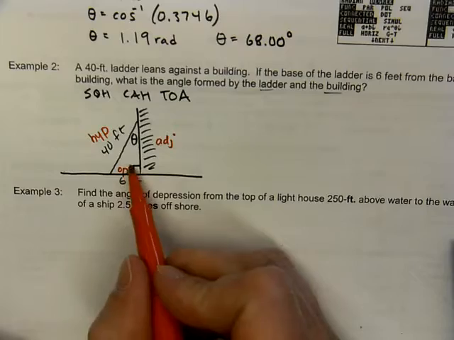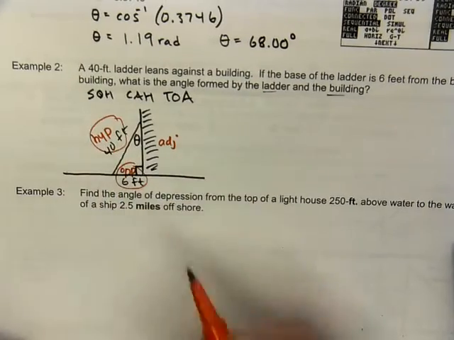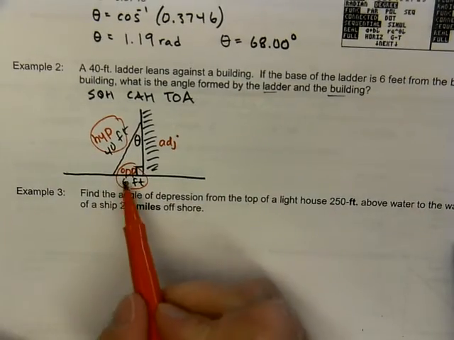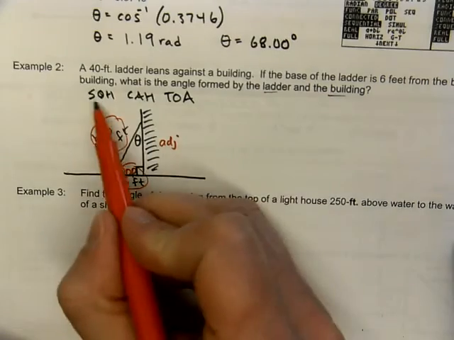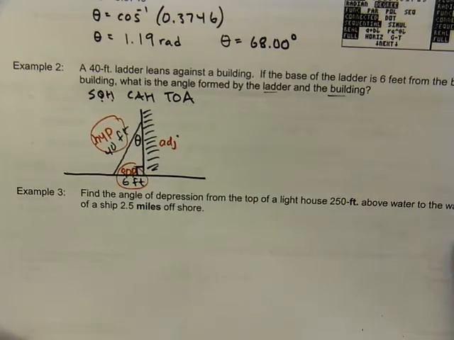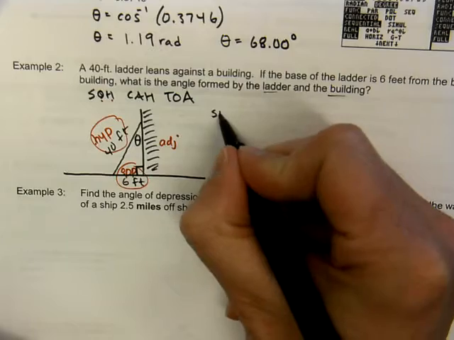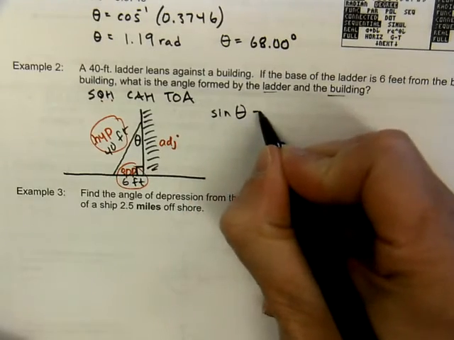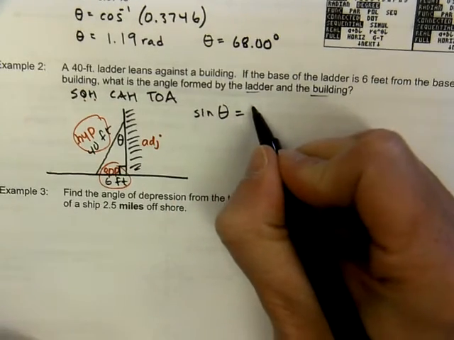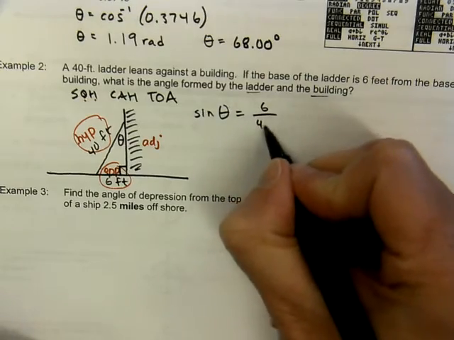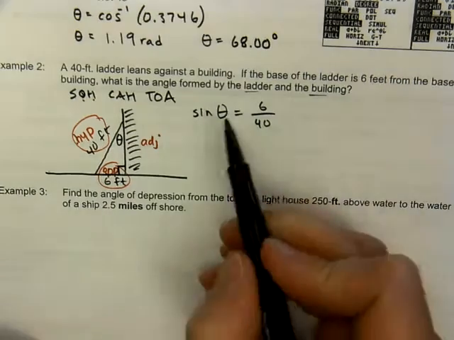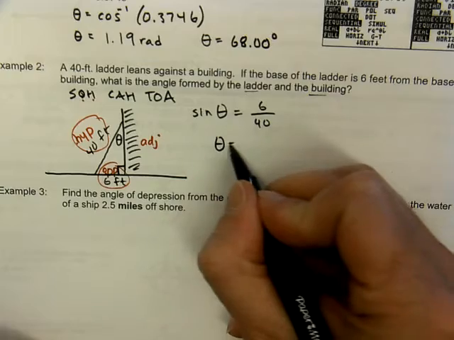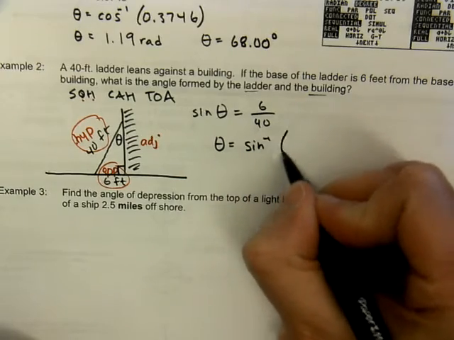So we are using the 6 feet and the 40 feet to create our ratio. That's the combination of opposite and hypotenuse. So that means we're using the sine function. So sine of my reference angle equals, that ratio is opposite over hypotenuse, so 6 over 40. That's our setup. Let's get theta by itself. That means we're taking the inverse sine of both sides.